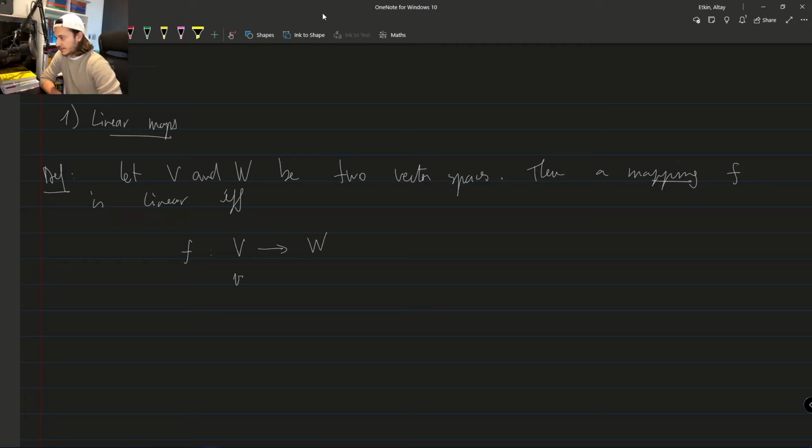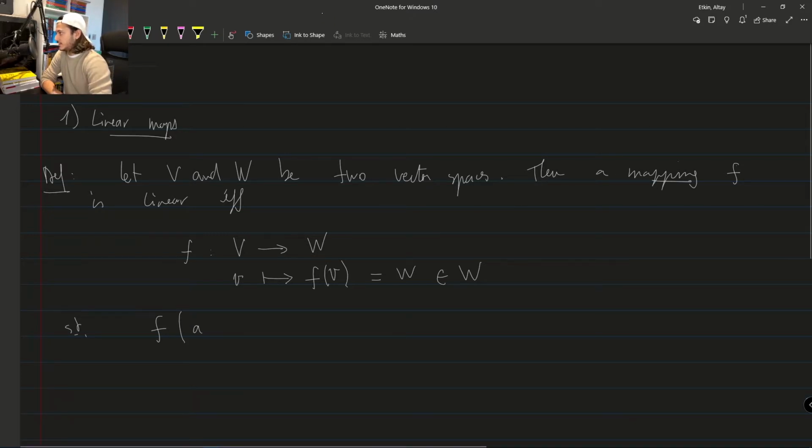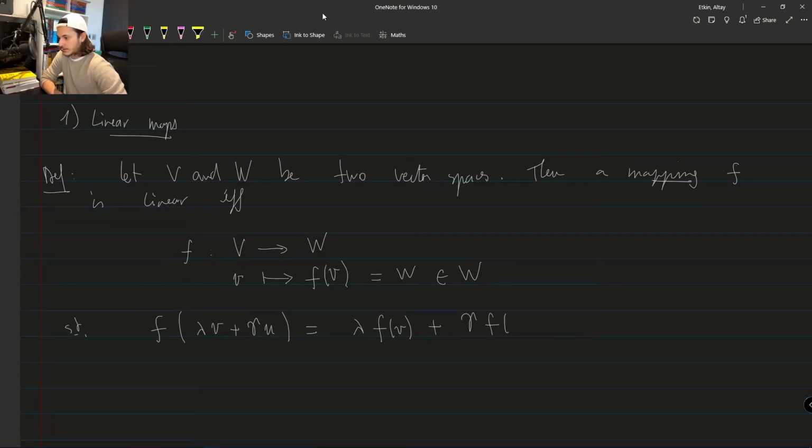For example, it takes a vector V and maps it into F of V, which is an element of W. So what are the properties of linearity? It means that if F eats, let's say, lambda V plus gamma U, it should split up into lambda F of V plus gamma F of U.